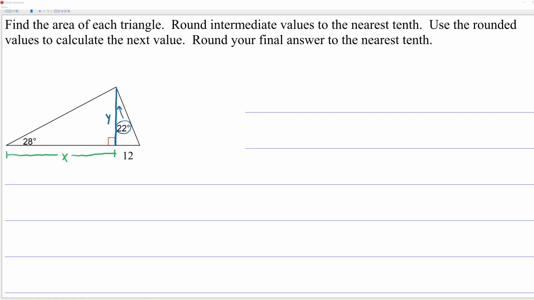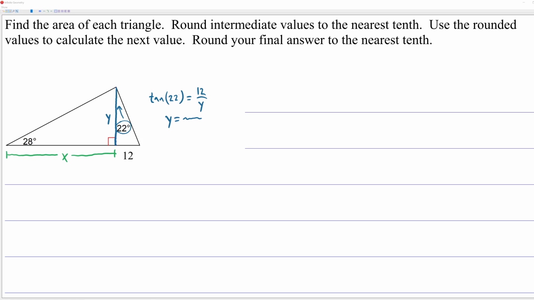So if 22 is the angle at the top, then 12 is the opposite side, y is the adjacent side, so we'll use tangent to solve for y. So the tangent of 22 degrees is 12 over y. So solve this equation in the calculator and you'll get y equals some number.